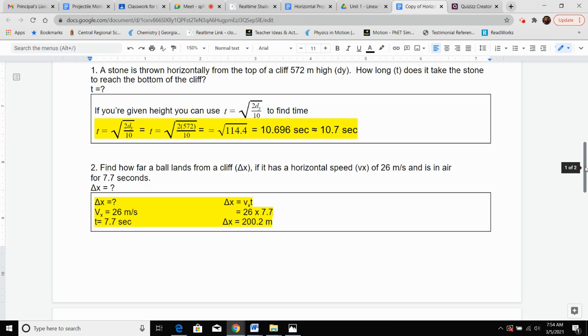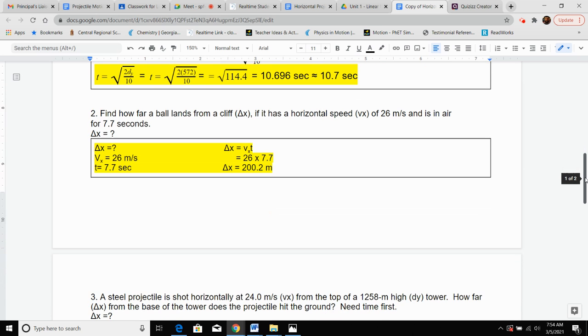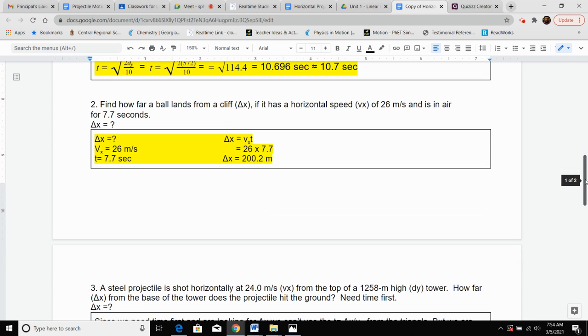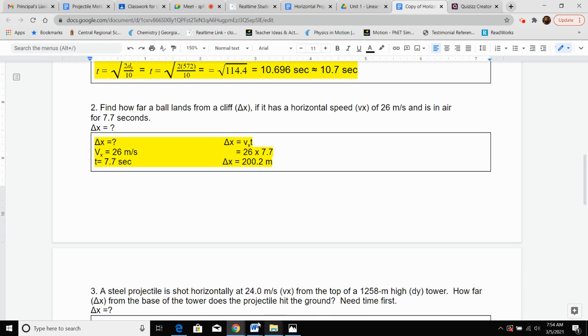Now, in the next problem, number 3, we have a steel projectile that is shot horizontally at 24 meters per second. Horizontally, that is your x direction, and it's a velocity, so you have Vx. It's shot from the top of a 1,258 meter high tower, which is dy. How far, delta x, from the base of the tower does this projectile hit the ground? And I wrote, need time first.